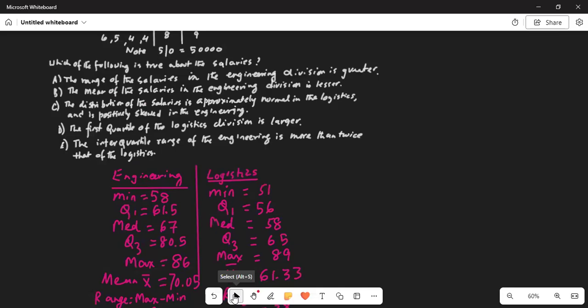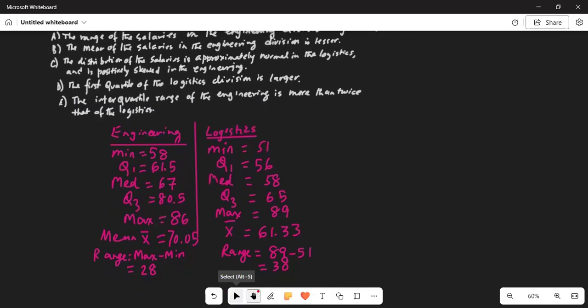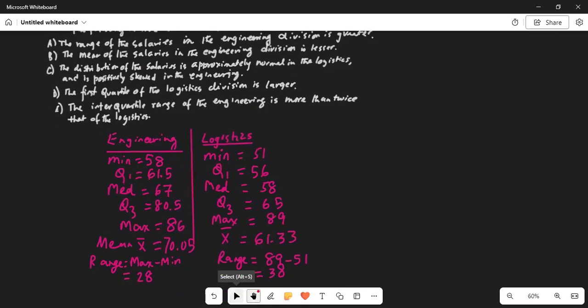The distribution of salaries approximately normal in logistic. Now, when it is normal, the mean should be close to the median. So if I move up a little bit, mean is 61.3, median is 58. For engineering, mean is 70, median is 67. They're close in both the cases. In each case, the mean is greater than the median. That means it's positively skewed slightly.